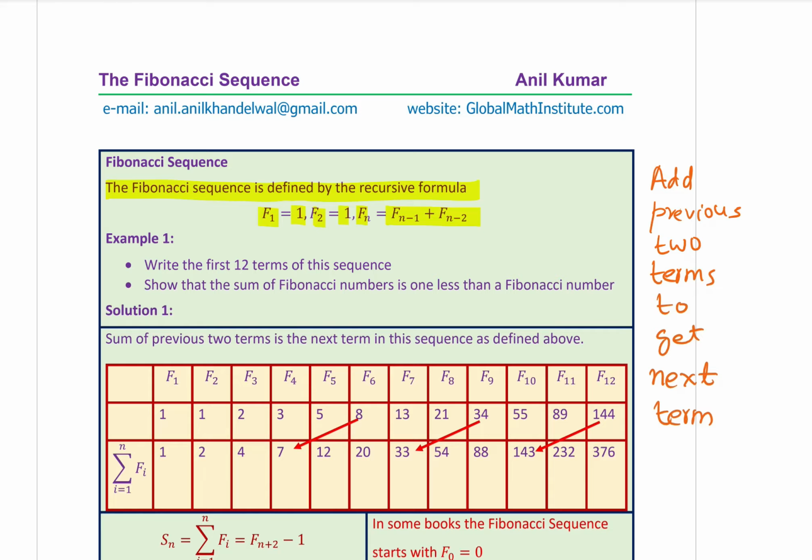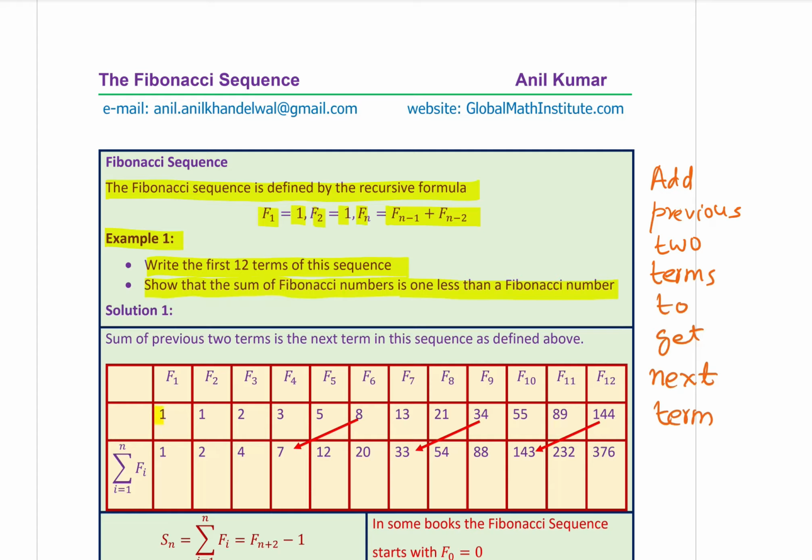Here is example 1 for you. In example 1, you need to write the first 12 terms of this sequence, and then there is a question which says, show that the sum of Fibonacci numbers is 1 less than a Fibonacci number itself, right? That is the question for you. So the first part is straightforward.